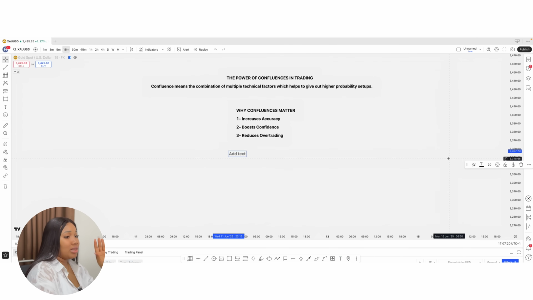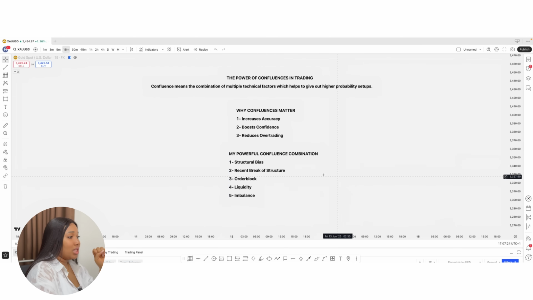I want to quickly show you guys my own combination, the confluences I look out for whenever I take trades. Whenever I want to take trades, these are the confluences I look out for. We can see I named it my powerful confluence combination. The first one here is my structural bias, which we can also call market structure. I need to understand where the market is directed at. That is number one.